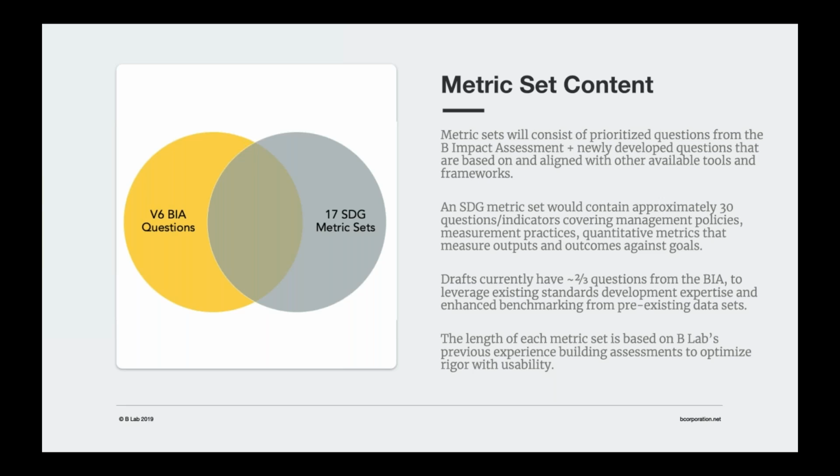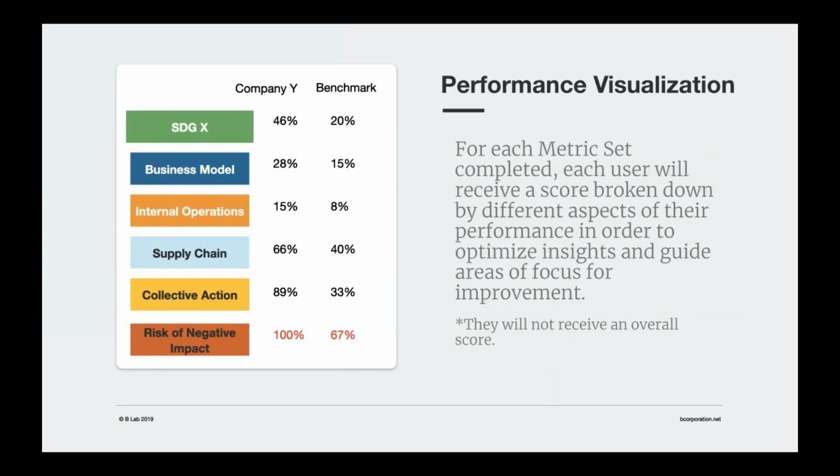And then finally, within all of those questions and based on the B Impact Assessment, there are a number of different types of questions that we'll ask, including the company's policies, specific measurement practices that they have, getting towards specific impactful practices beyond measurement, and then quantitative metrics, outputs, and outcomes related to those various policies, practices, and metrics. So the intent is to create a balanced approach to the sets of questions that are embedded within each of these individual metric sets, and they're organized by different aspects of a company's performance.